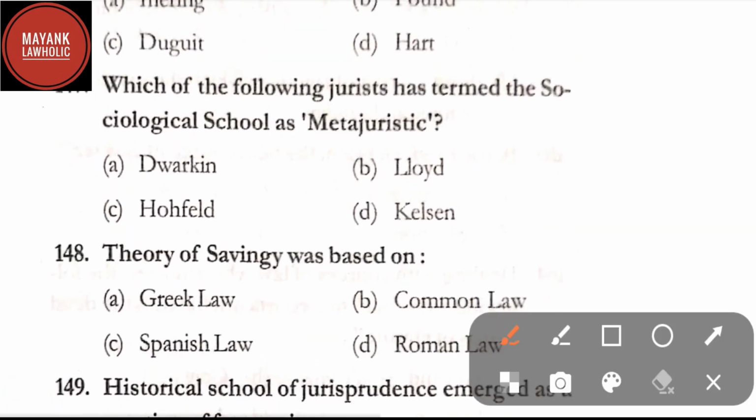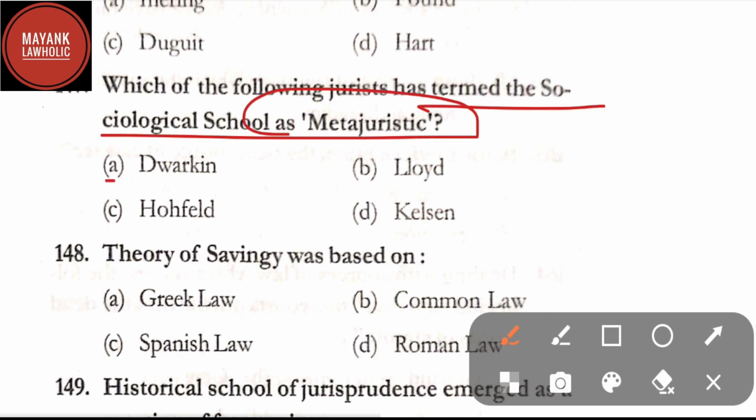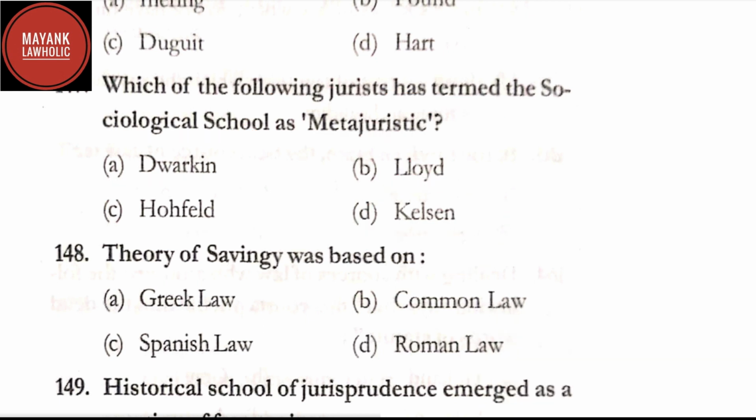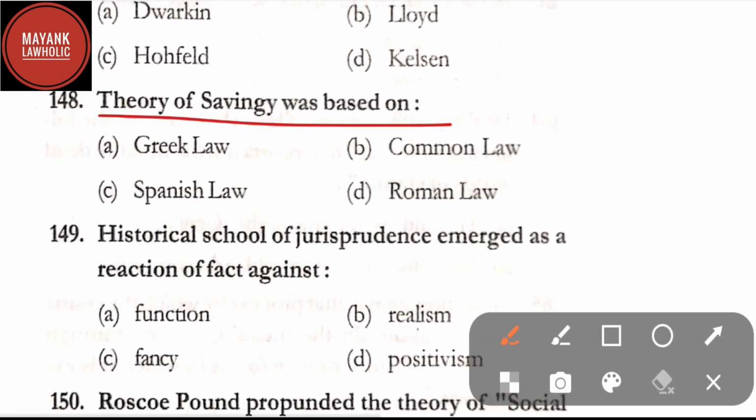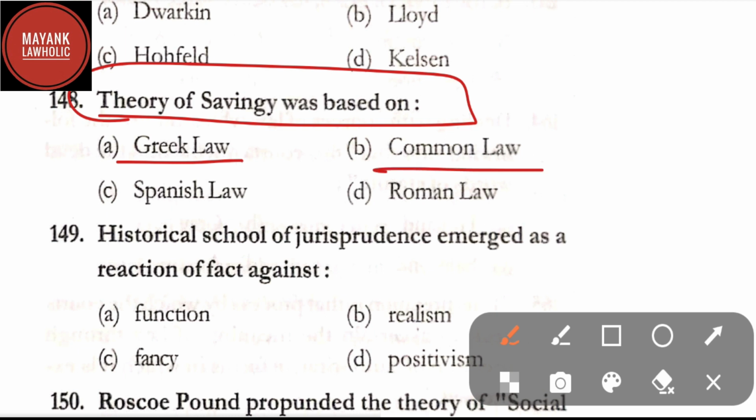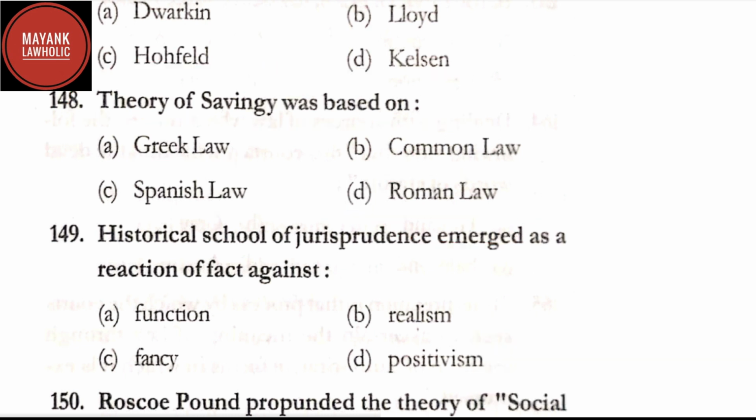Question number 147. Which of the following jurists has termed the sociological school as meta-juristic? Option A, Dworkin, option B, Lloyd, option C, Hohfeld, option D, Kelsen. Here in question number 147, the correct answer is option D, that is Kelsen. Kelsen is a jurist who has termed the sociological school as meta-juristic. Question number 148. Theory of Savigny was based on option A, Greek law, option B, common law, option C, Spanish law, and option D, Roman law. Here the correct answer is option D, that is Roman law.